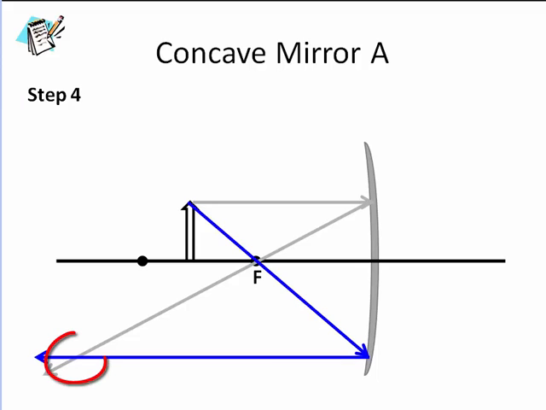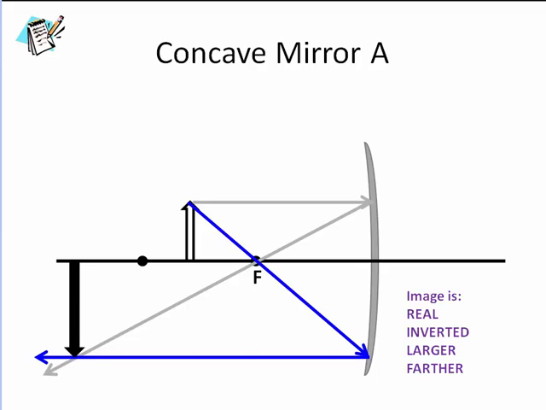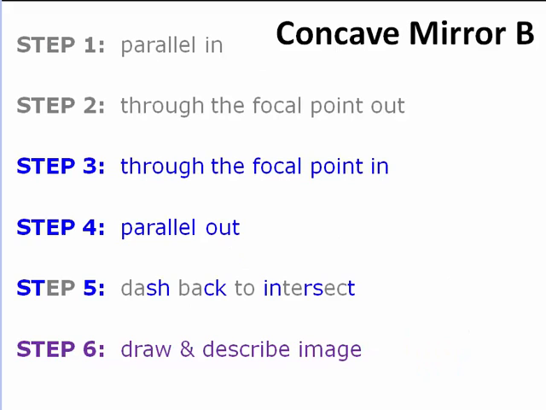Now these reflected rays have to intersect at some point, and this intersection shows where the top of the image should be. Draw your image. So when we draw the image, we see that this image is inverted and real, larger than the object was, and farther from the mirror than the object was.